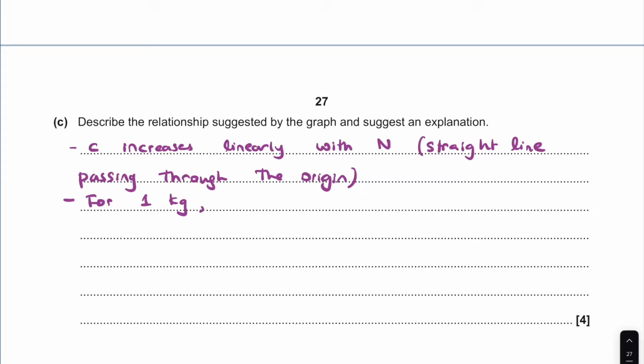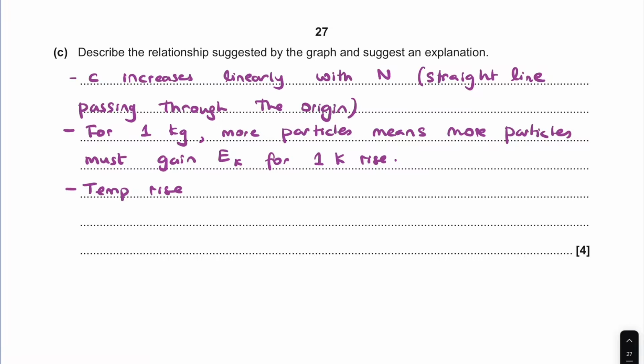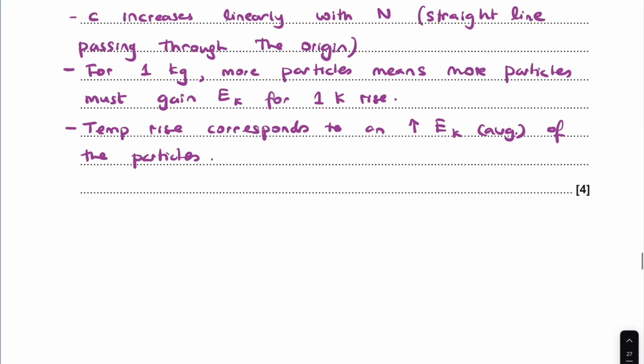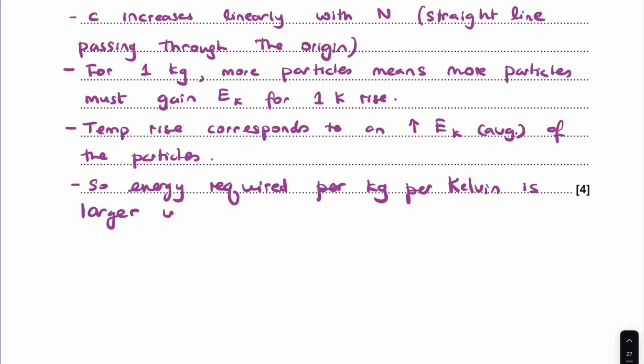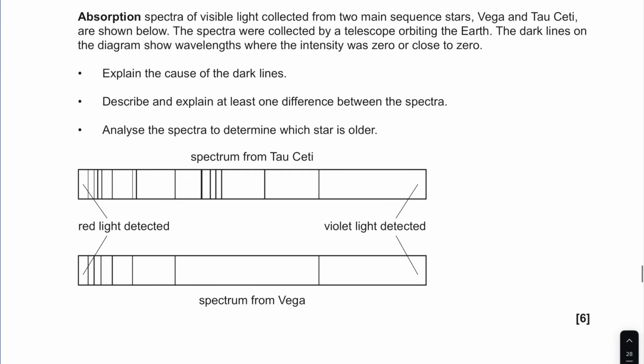And that means that for 1 kilogram, more particles means more particles will gain kinetic energy to raise the temperature by 1 Kelvin. Temperature rise corresponds to an increase in the average kinetic energy of the particles. So the energy required per kilogram per Kelvin is larger when there are more particles per kilogram. Therefore, larger specific heat capacity. Let's move on to question 21.